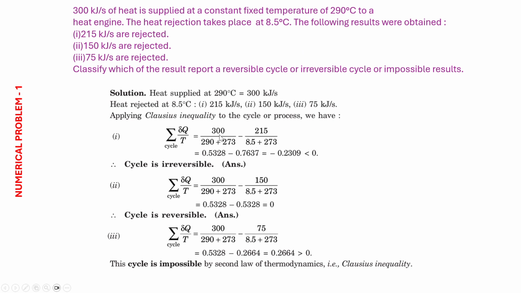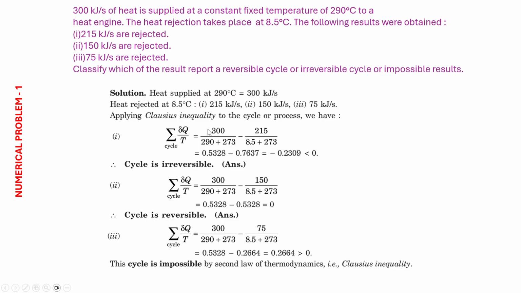On substituting this in our left hand side, to the heat rejected, the very first heat rejected provided, 215 divided by 8.5 plus 273. So 0.5328 minus 0.7637. This deals with heat supplied and this component deals with heat rejected. The difference between this heat supplied and heat rejected is that the value of heat rejected is greater than that of heat supplied. That is what we are having, the value of minus 0.2309, which is obviously less than zero. If it is less than zero, the cycle is irreversible.